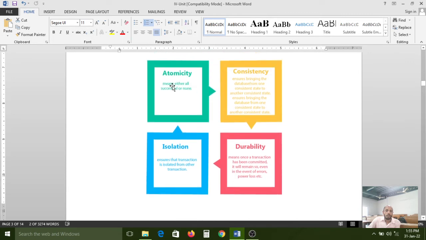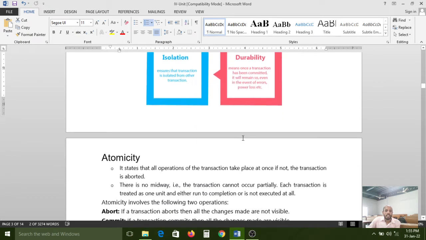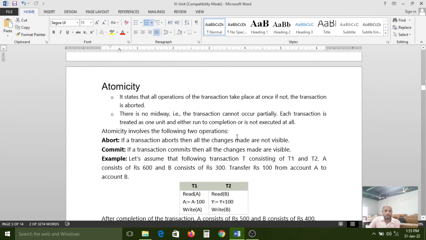So these four properties are called ACID properties. The first one is atomicity, second is consistency, third is isolation, fourth is durability. Now let us understand the use of the atomicity property. First let us understand the meaning of atomicity. All of you please concentrate on this selected text. Then only you will get correct awareness of this concept.